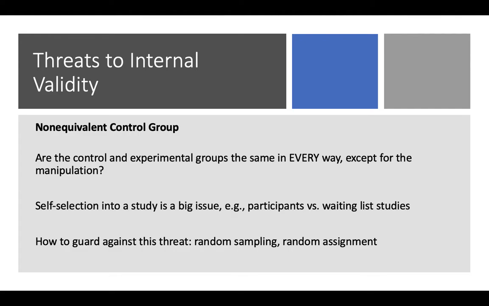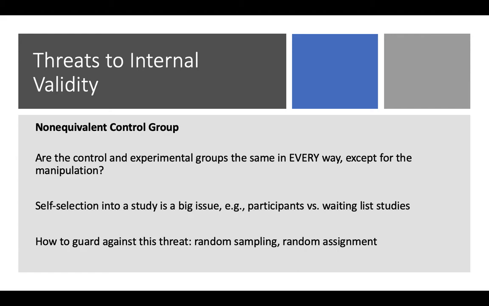The first being non-equivalent control groups. Are the control and experimental groups the same in every single way except the manipulation? Self-selection into a study is a big issue, especially when we're using systems like the SONA research site. Some participants are able to immediately participate in a study, while some students may have to be placed on a wait list if the study is full. The waitlisted students may perform differently or even become aware of study conditions than those who were able to willingly sign up themselves. So how do we guard against this?